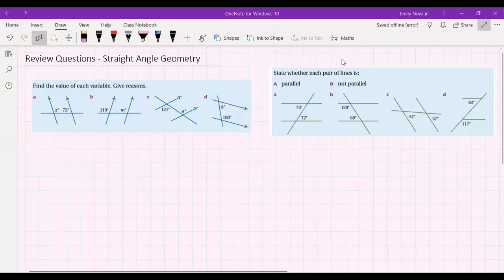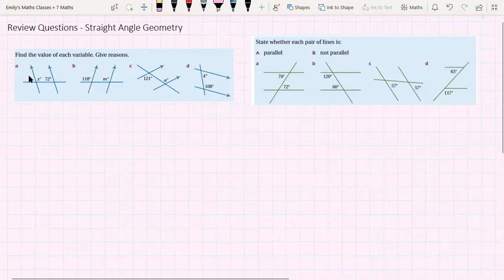Okay, we're looking at question 7 now. This is question 7. So look at question A.